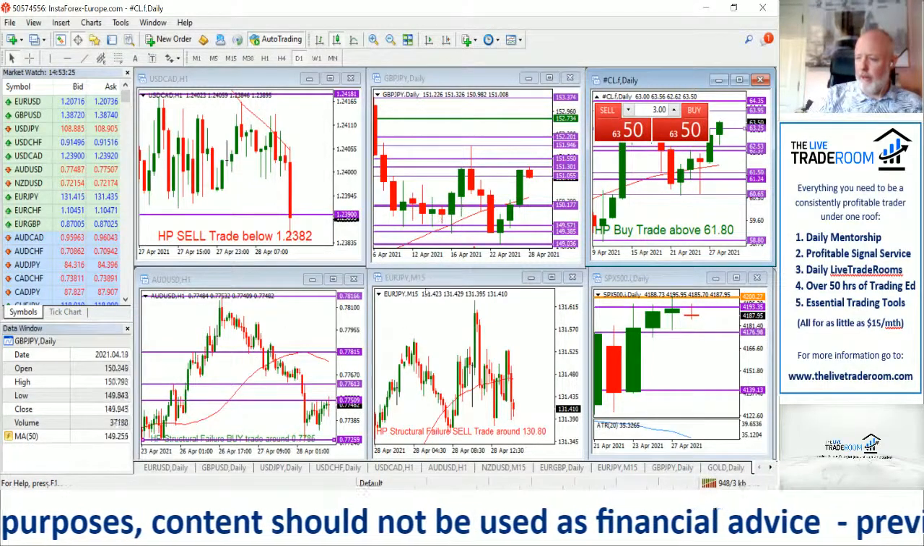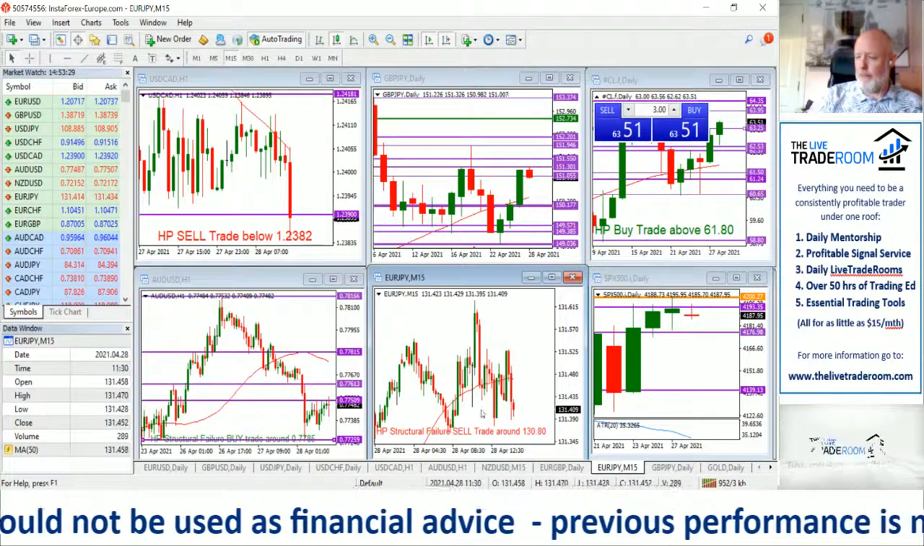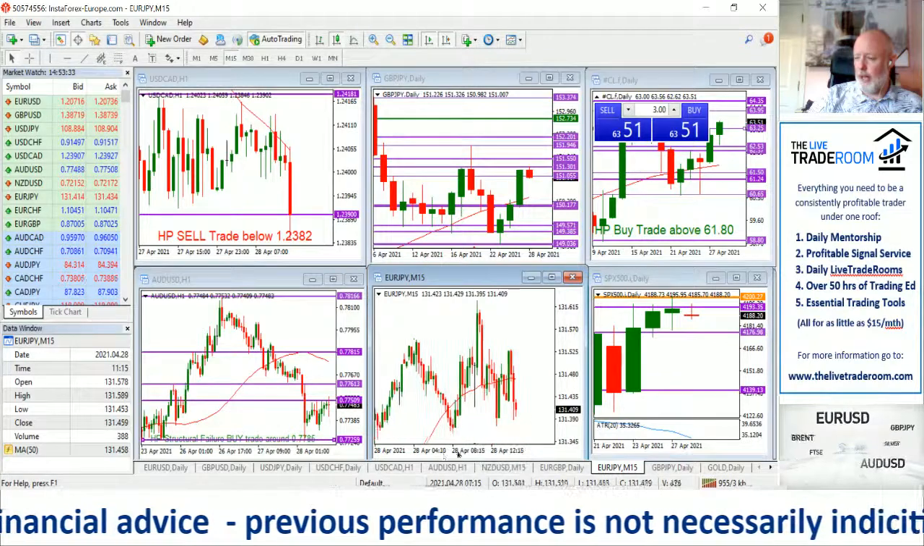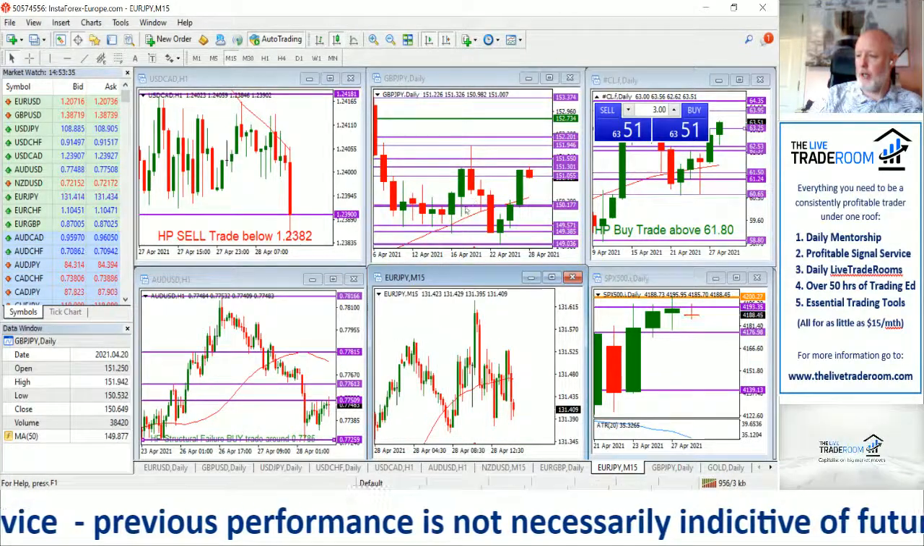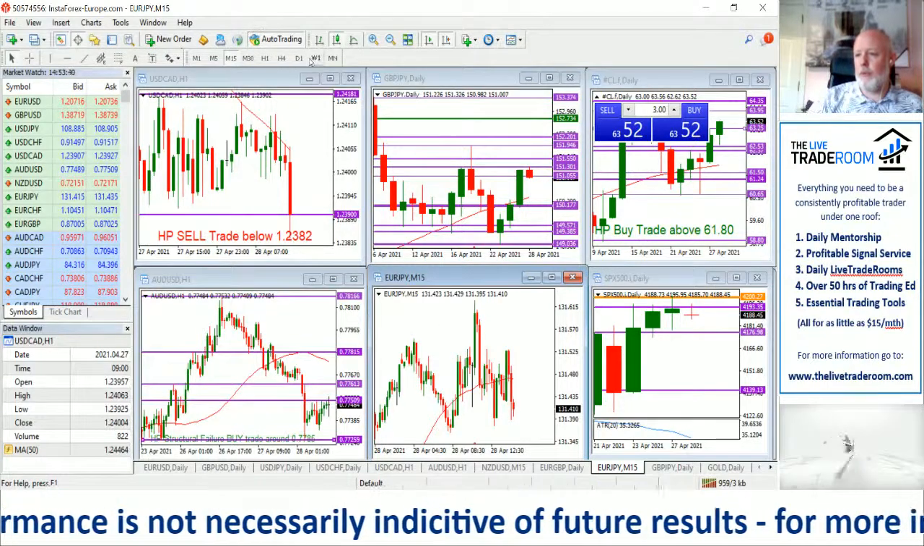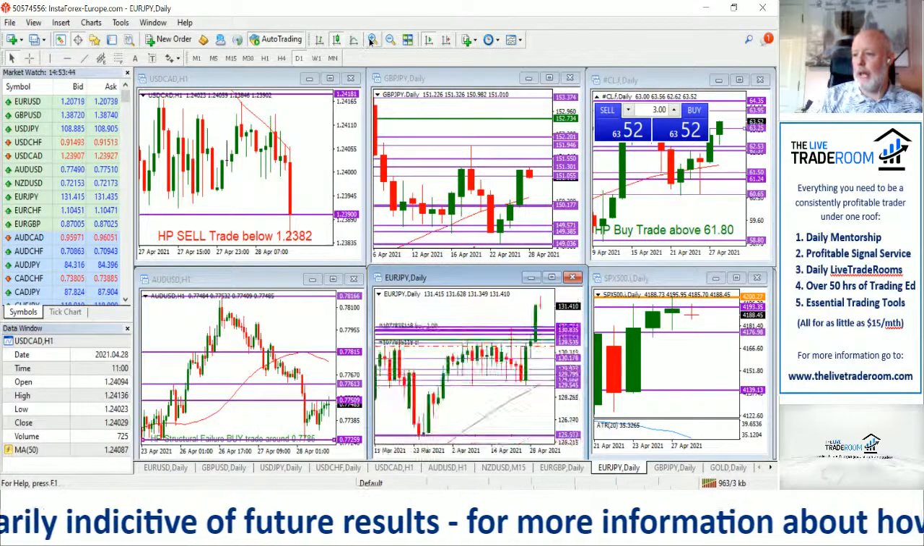So we were looking for the euro yen to push to the upside. We'll just get that out of the equation now. That was from a previous session. So we'll change the yen pairs to the daily time frame.